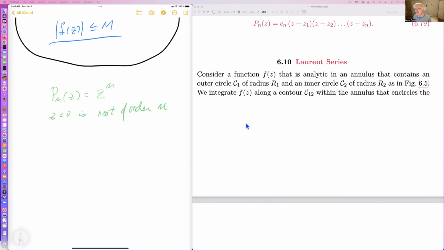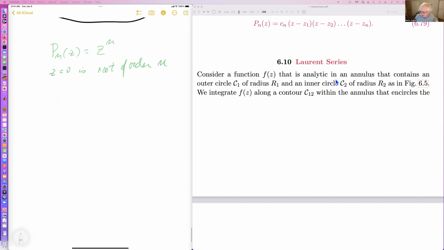Okay, the next topic is a different way of writing. It's sort of a generalization of Taylor series. So we're going to be considering a function f of z that's analytic in what's called an annulus. And so here I'm going to try to draw this somewhat.